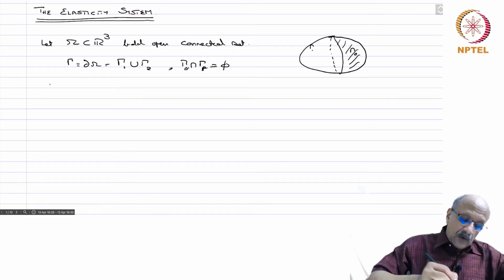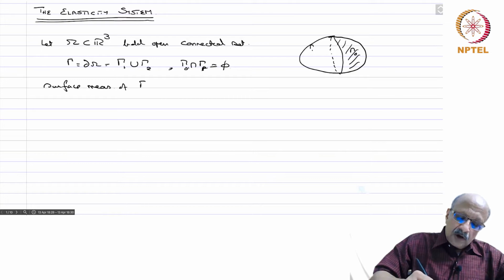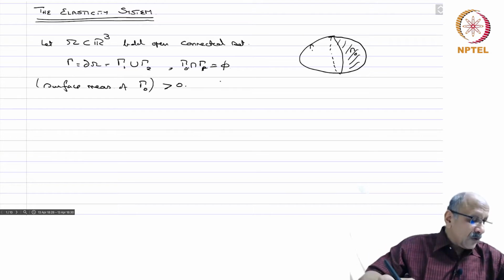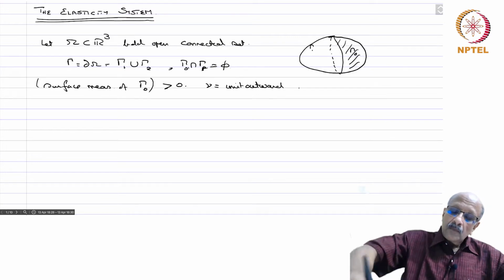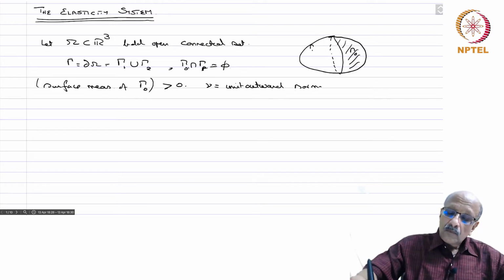Okay, now the surface measure of gamma naught is strictly positive. Okay, that is assumed here because we are going to impose a Dirichlet condition there, and then nu equals the unit outward normal on gamma.